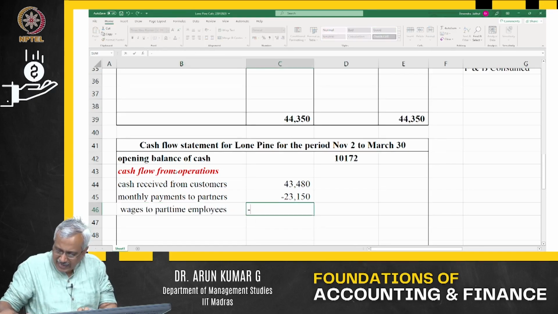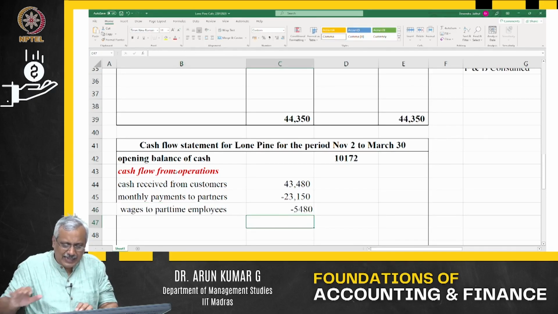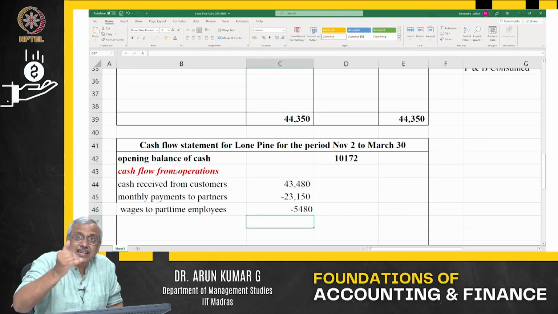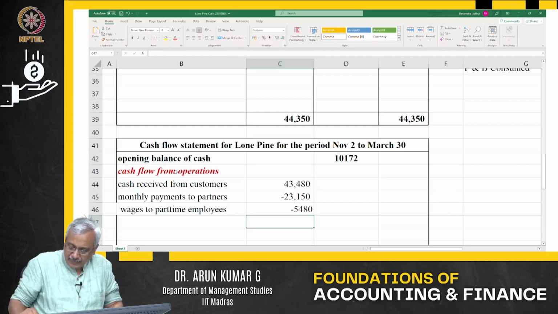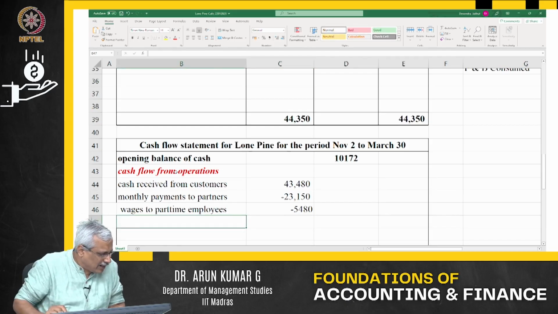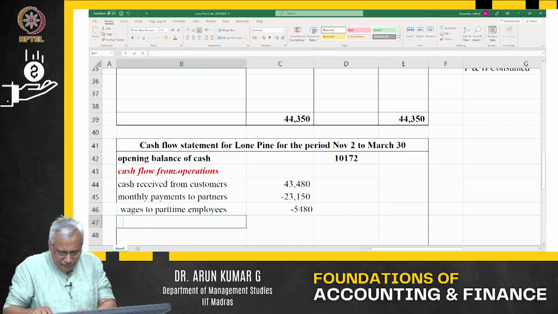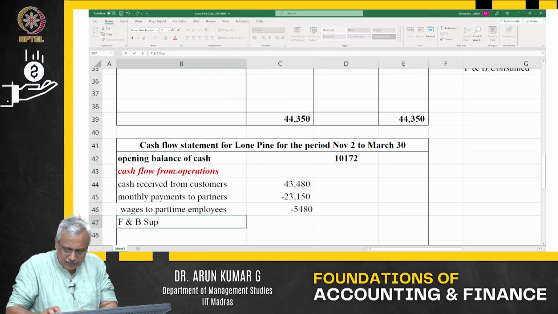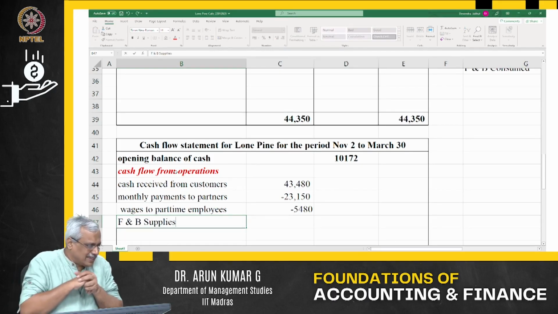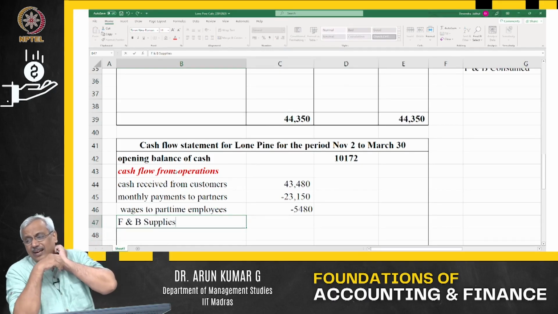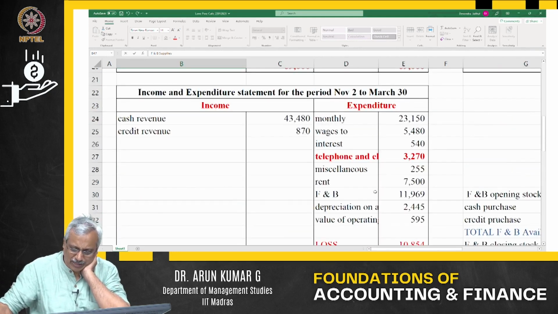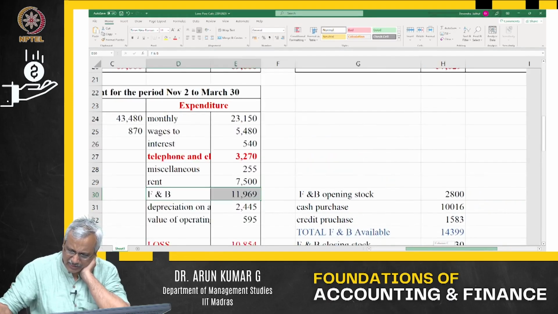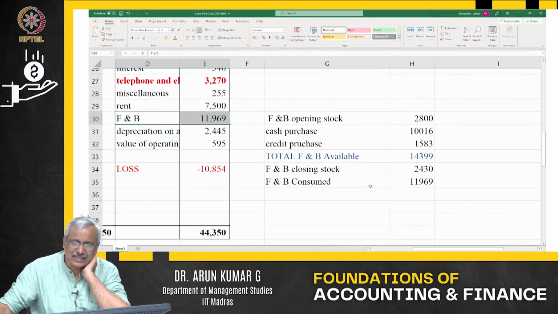Is again a cash outflow, 5,480 cash outflow, money getting out of the company. These are cash outflow. I am still looking at food and B, which is 10,016. Sir, for the food and B consumed, when you did the income statement, you said it is 11,969. You did a lot of calculations there.